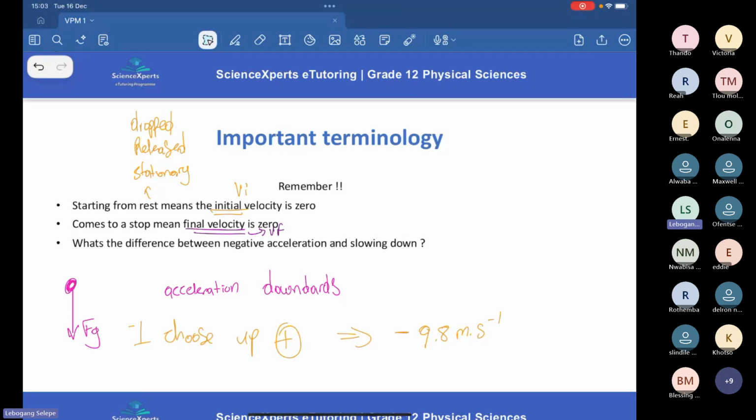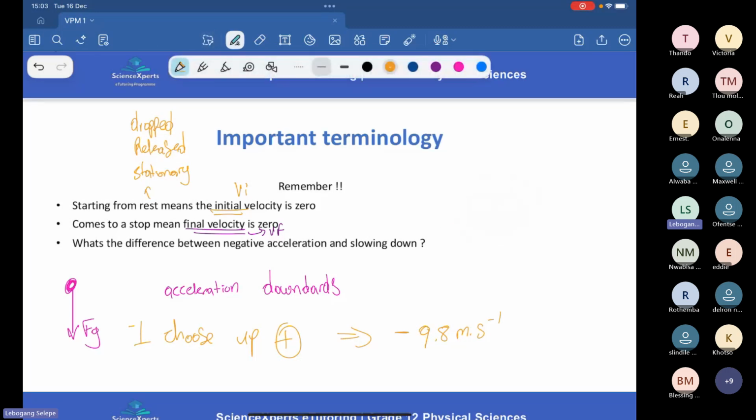Now, let's take a look at an example of a projectile. When you throw an object up, use your common sense. When you throw your object up, let's say from the ground, it reaches a certain height, then it starts going down again.